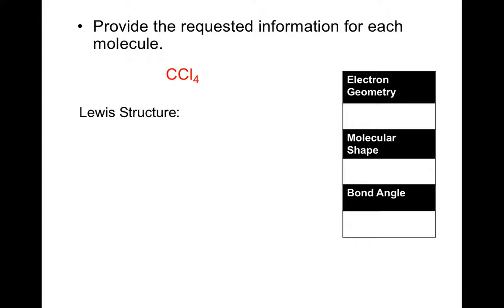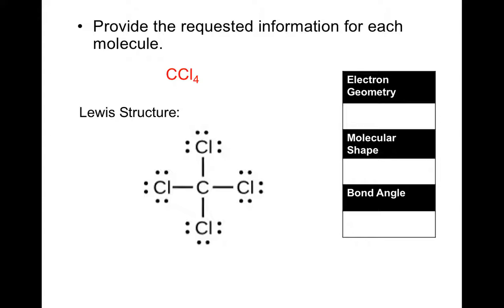Now, in order to determine the shape of a molecule, the first thing you need to do is draw the Lewis structure. In the interest of time, I'm not going to go through the steps of drawing the Lewis structure. I'm just going to give you the final result. If you need more help drawing Lewis structures, please go back and look at my video specifically on drawing Lewis structures. So here's the Lewis structure for carbon tetrachloride.